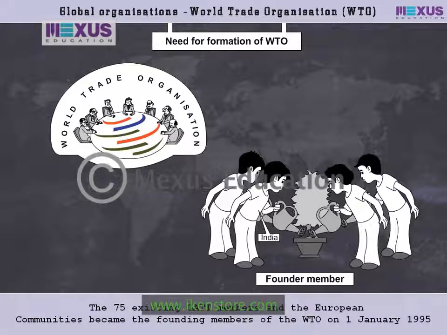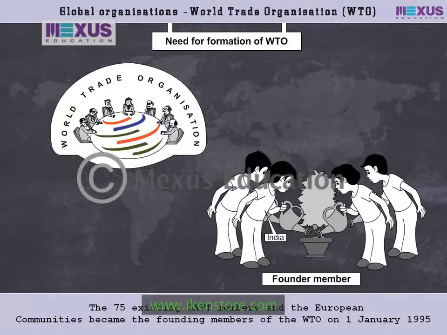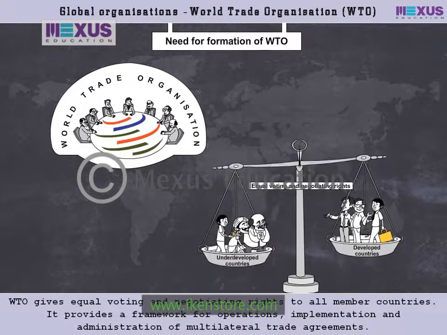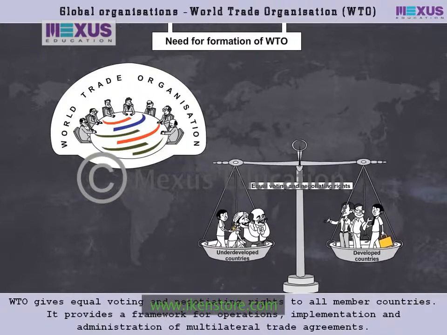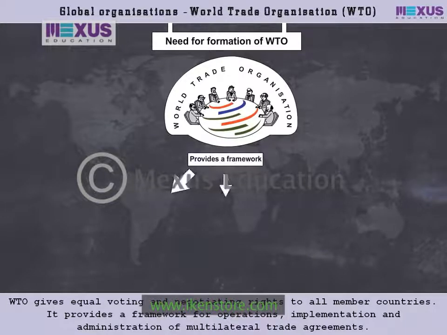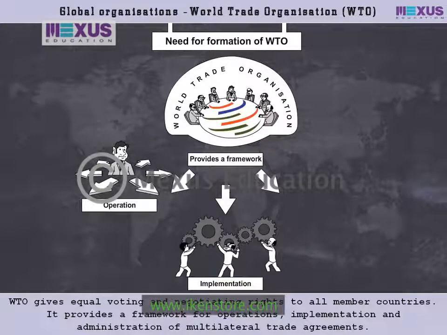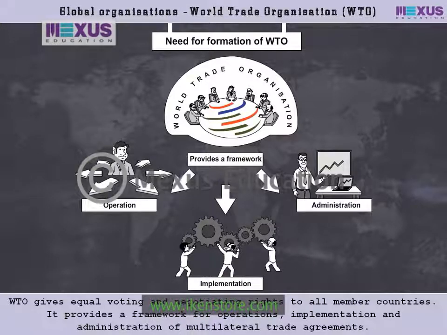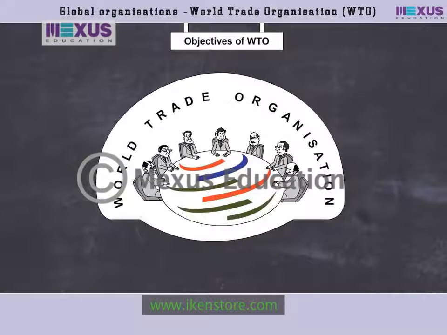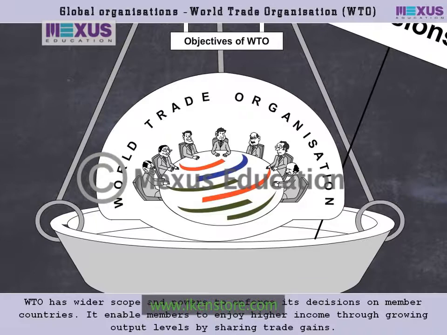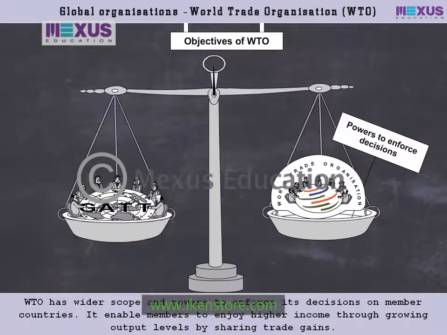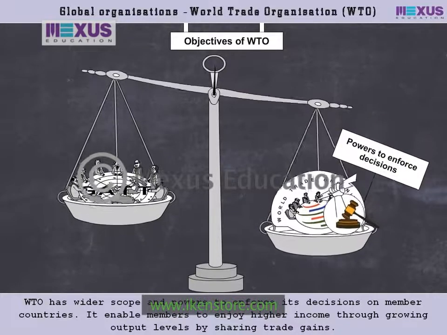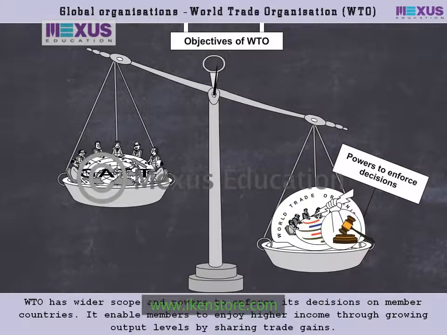Now let us see how WTO is supporting foreign trade. Unlike the United Nations Organization or UNO, all members of the World Trade Organization have equal voting and negotiating rights. It provides a framework for operations, implementation and administration of multilateral trade agreements. Objectives of WTO. Though the objectives of the World Trade Organization are similar to GATT, they have wider scope and the powers to enforce its decisions.